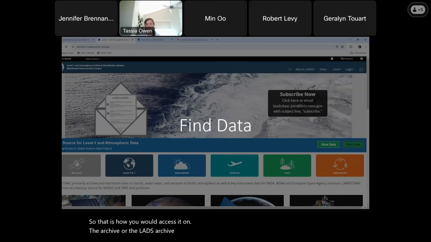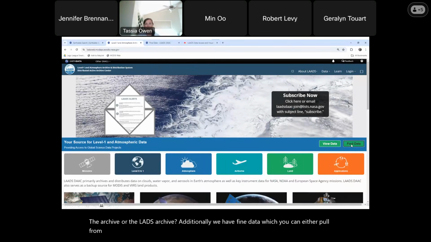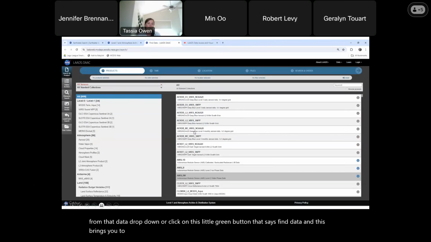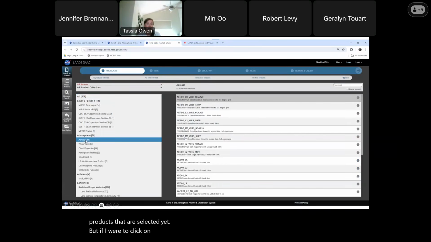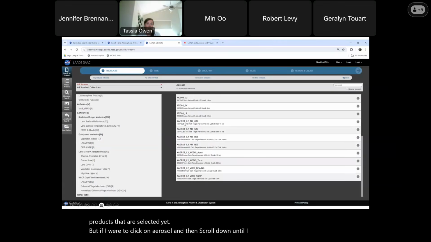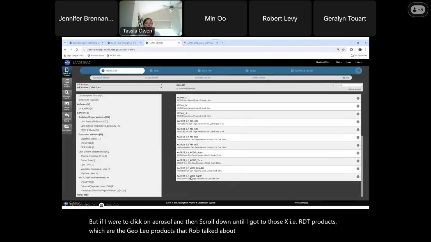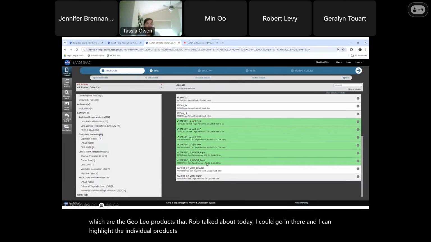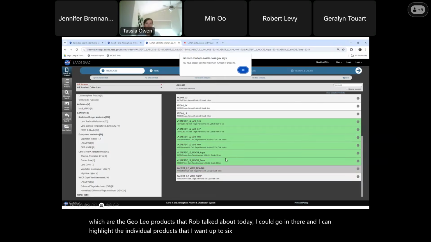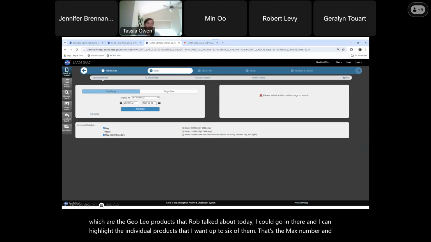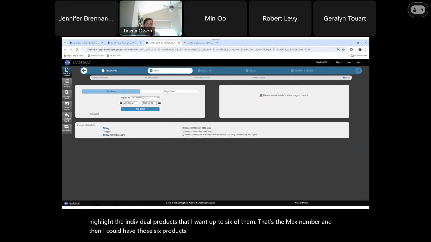Additionally, we have find data, which you can either pull from that data dropdown or click on this little green button that says find data. And this brings you to that search and order interface. And on here, you can see I don't have any products that are selected yet. But if I were to click on Aerosol, and then scroll down until I got to those XAERDT products, which are the GEO-LEO products that Rob talked about today, I could go in there and I can highlight the individual products that I want, up to 6 of them. That's the max number.